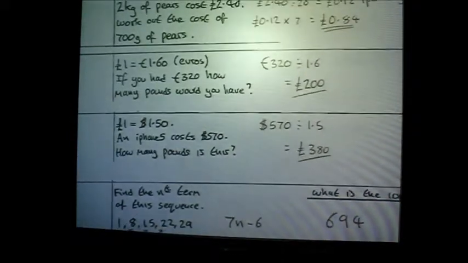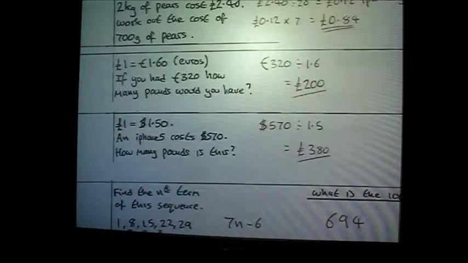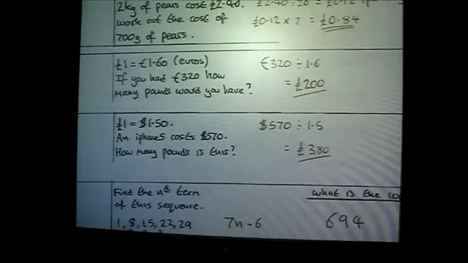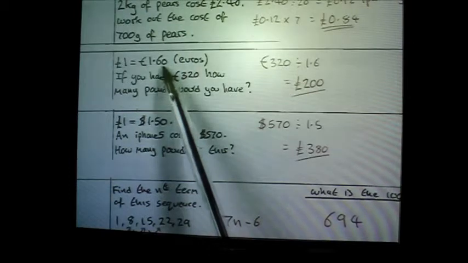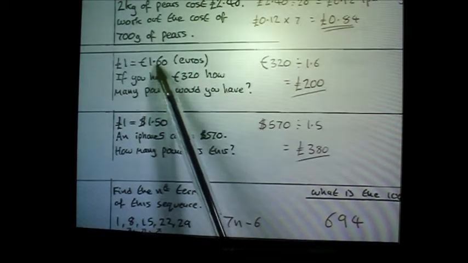The next one is currency conversion. These ones are relatively simple. £1 equals €1.60. If you had 320 euros, how many pounds would you have? You either got to divide it or times it. People always get confused by it. The way I try and encourage students to do it is this. Is your answer going to be bigger or less than 320? Well, it's going to be less, look, because you can see that when it goes to pounds it is less.